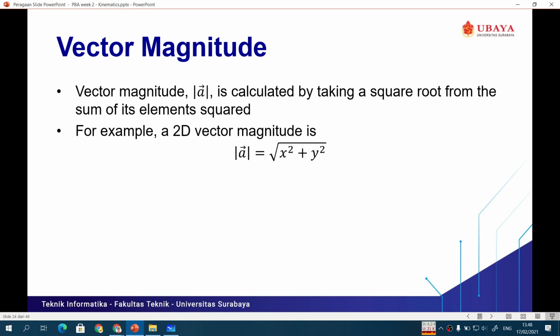Then we have the vector magnitude, which is the length of a vector. We denote it by enclosing our vector in a vertical pipe, one line like this. The magnitude of a vector is calculated by taking the square root of the sum of its elements squared. So the vector magnitude is the square root of x to the power of 2 added to y to the power of 2.